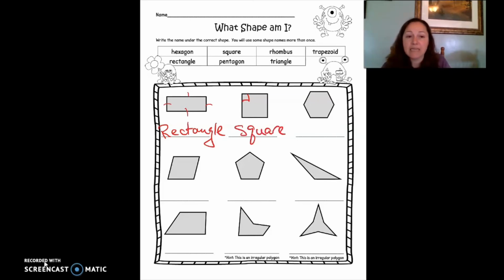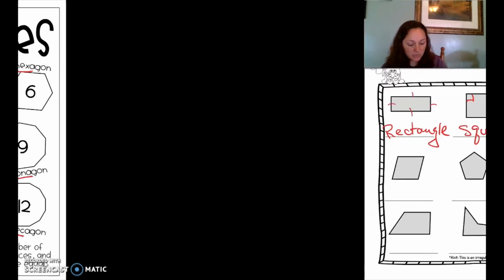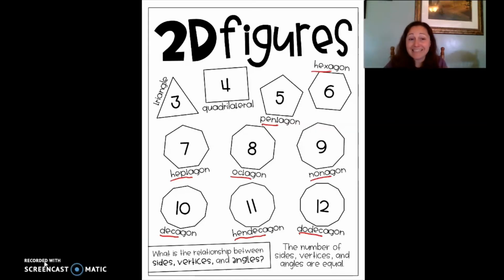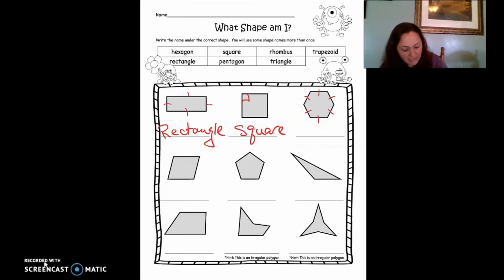Then I take a look at my next one. Let's count the sides on that. I see 1, 2, 3, 4, 5, 6. Which one had 6 sides? If I need to, I'm going to peek back. I see 6 sides, and 6 sides is a hexagon. Absolutely. So I'm going to write hexagon here.